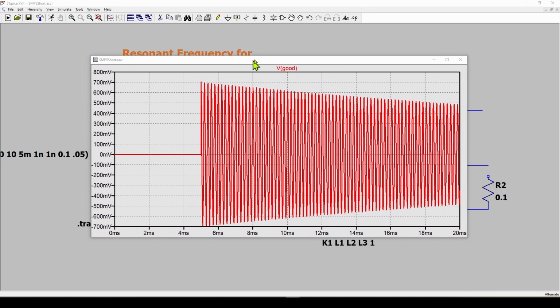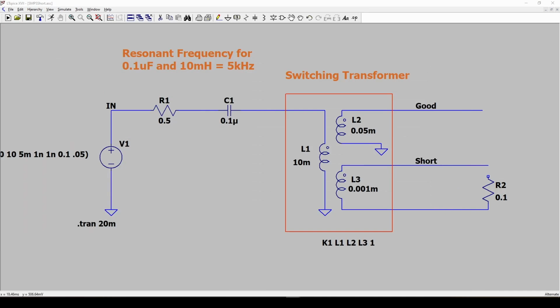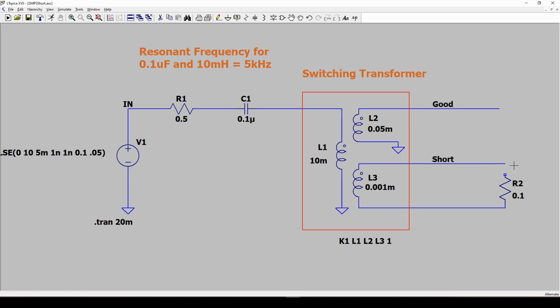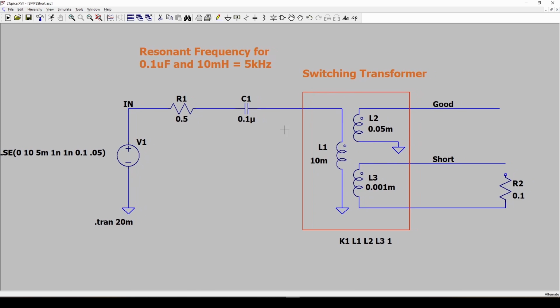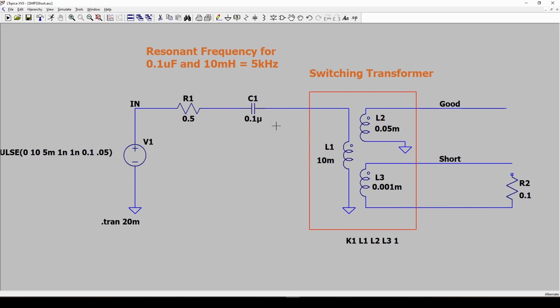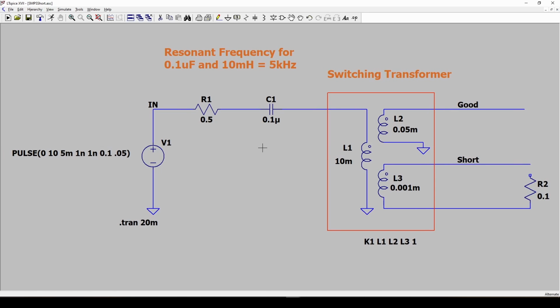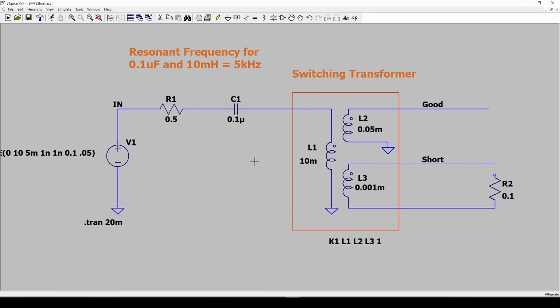So now what we can do is apply this short circuit and see what it does to the good winding. Now again, keep in mind, this is a test circuit. This isn't what you're going to have in the real world when you're operating your switching transformer, because we've added this capacitor and we've got this step pulse. So this is just a test circuit.